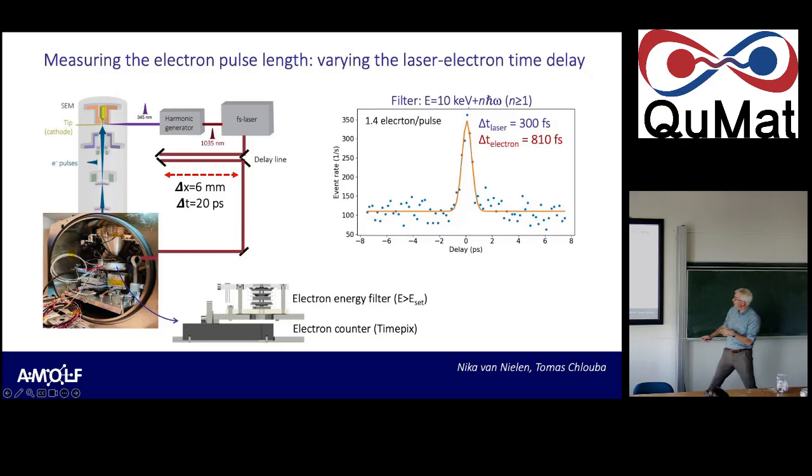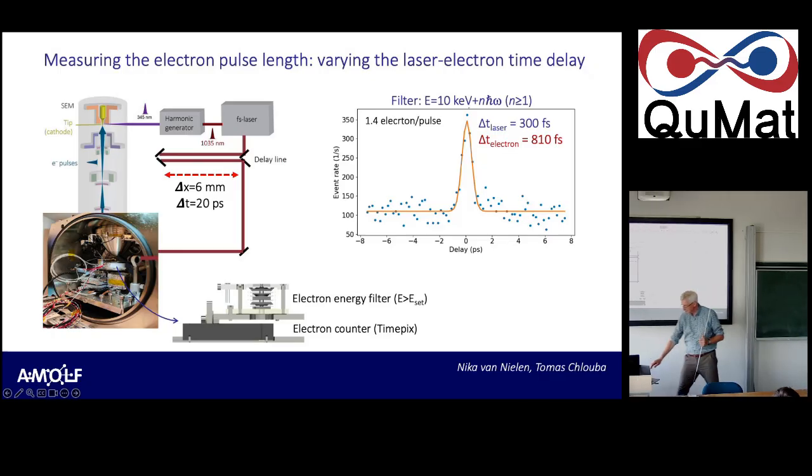So we plot here the number of electrons that have gained energy as a function of the delay, and only when they overlap in space and time do we get these gain electrons. The width of the peak tells us then what the electron pulse duration is, given the laser pulse duration that we have. So we can also now do ultrafast electron spectroscopy, because we have a time resolution that is coming from this effect.